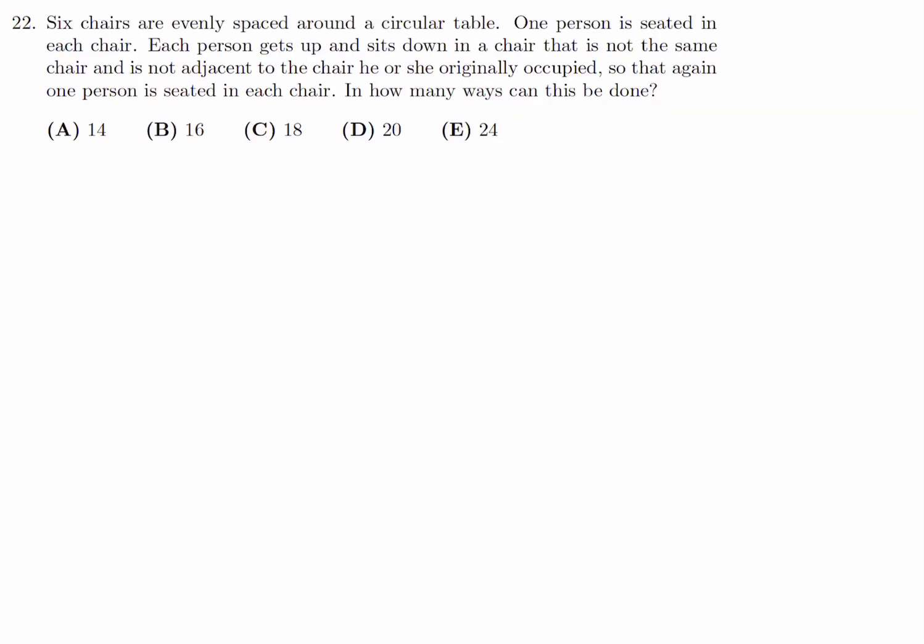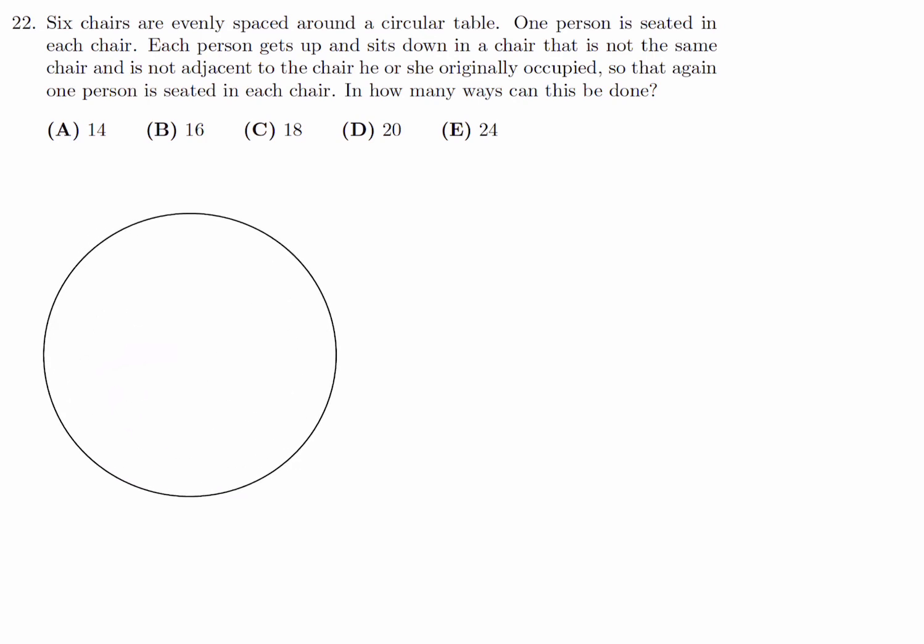6 chairs are evenly spaced around a circular table. One person is seated at each chair. Each person gets up and sits down in a chair that is not the same chair and is not adjacent to the chair he or she originally occupied, so that, again, one person is seated in each chair. And how many ways can this be done?